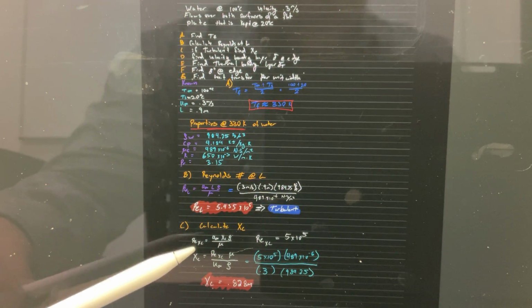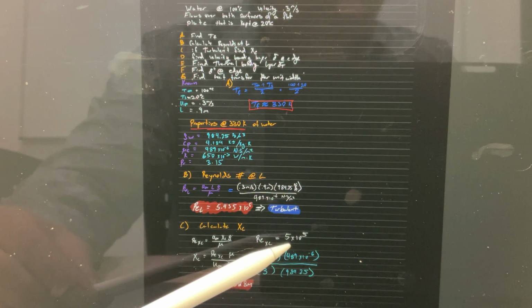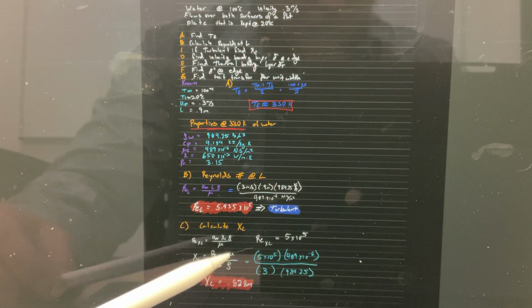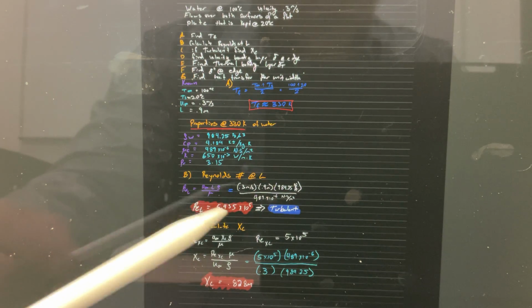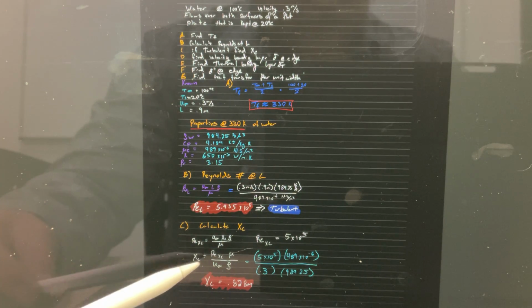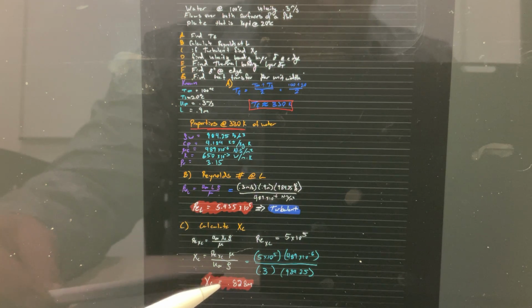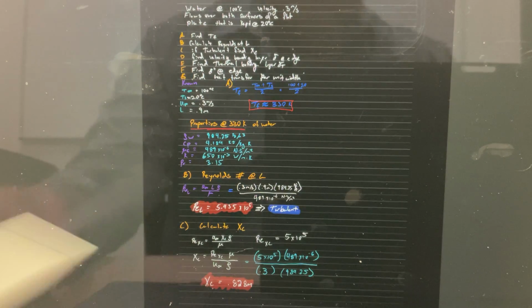When solving for the critical value, though, you use the Reynolds number of 5 times 10 to the 5th, and then you're able to manipulate the equation to where you can find X critical. And in this case, X critical is 0.828 meters.